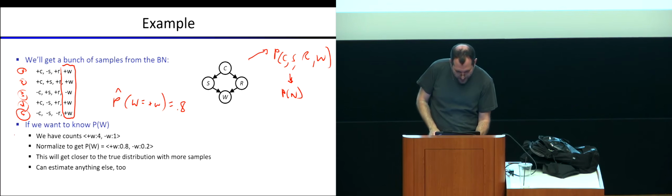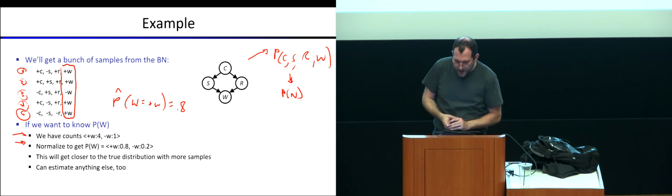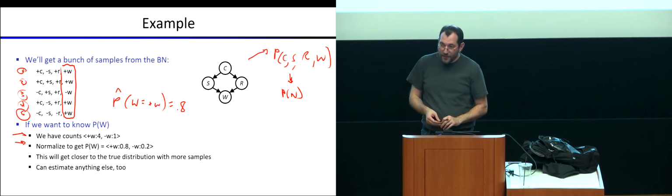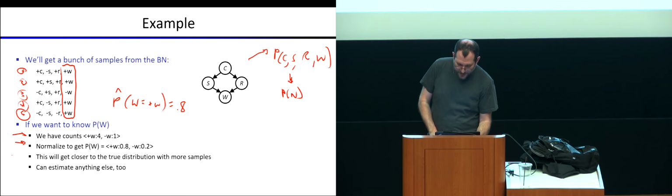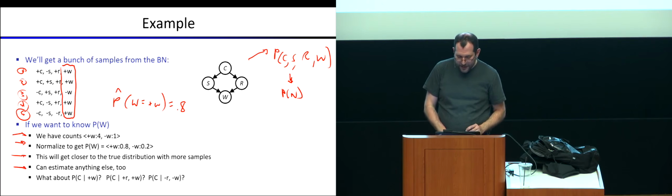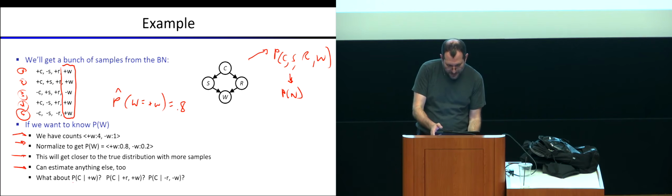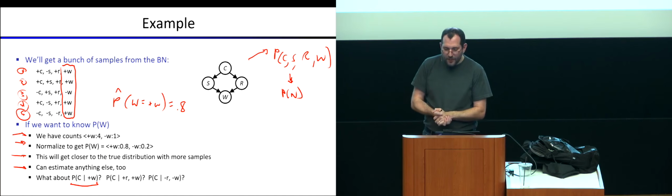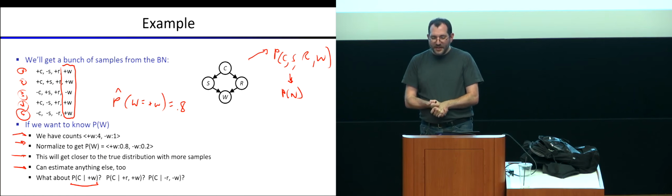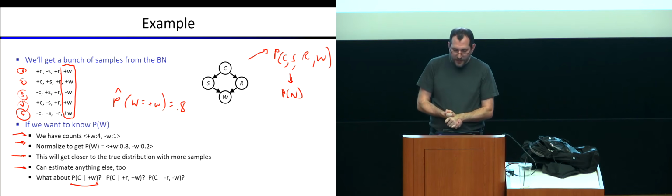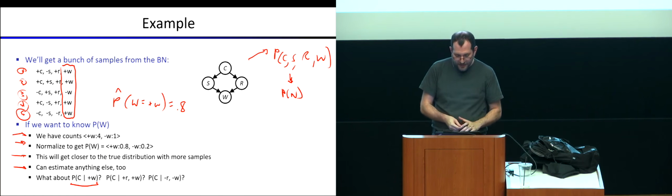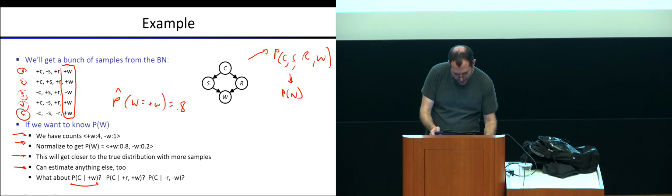Okay, so we get counts, and we can normalize any events over those counts to get the probability of that event under our samples. This approaches the true distribution if we have more samples, and we can estimate anything else that we like. So let's do some practice. Can we compute the conditional probability over the variable C given that the grass is wet? So how likely is it to be cloudy given that the grass is wet? Let's do it.